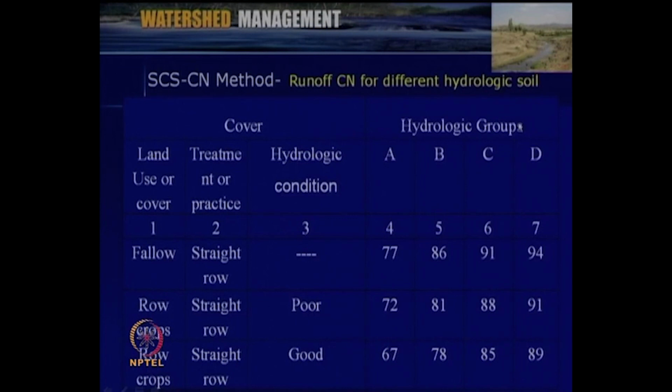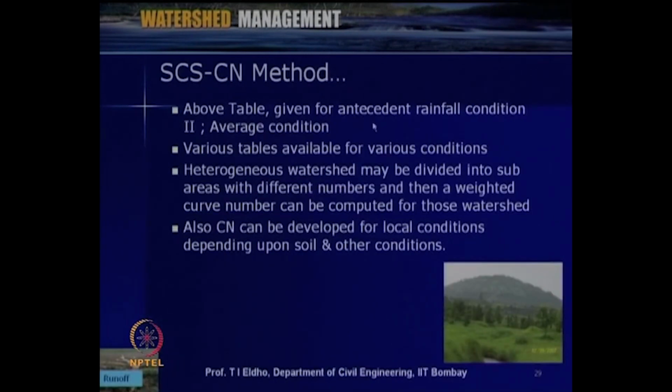For the given hydrologic soil groups and antecedent moisture conditions, the SCS curve number manual gives the various curve numbers for various land use or land cover, treatment type or practice, and hydrologic conditions. So, various numbers varying from 0 to 100 are assigned. You can see this table. These tables are given in most hydrology textbooks.